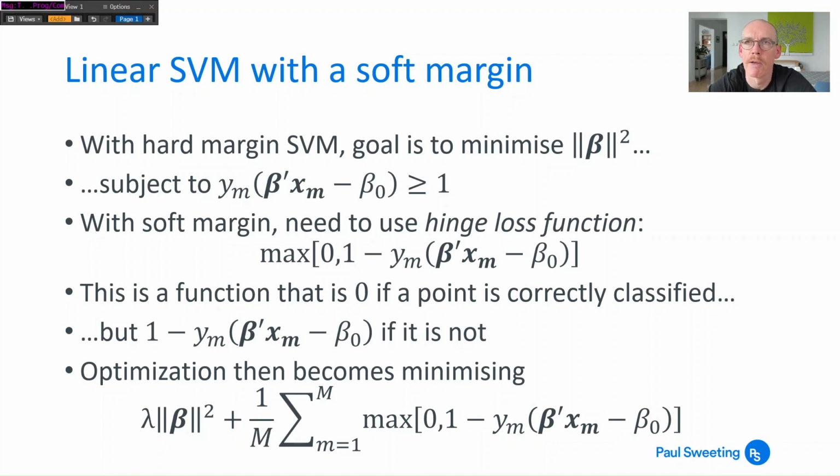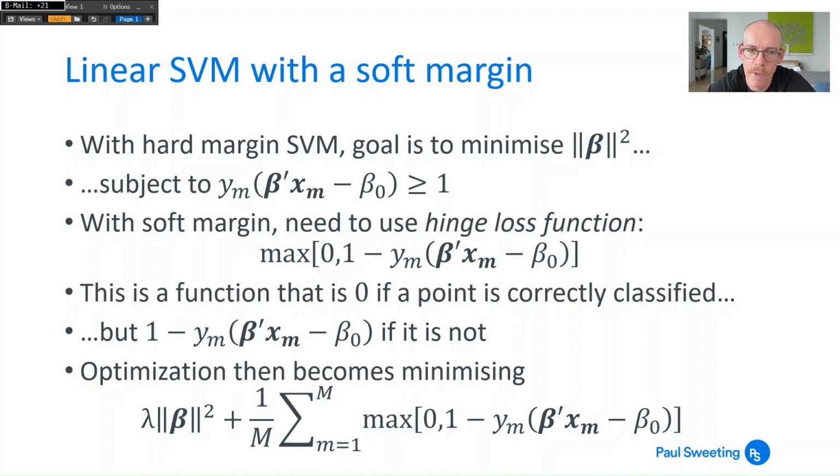What you're concerned about is the stuff which would ordinarily fall within those 2 margins. So we'll give you a value which would be between 1 and minus 1. So in other words, this max function is going to be 0 if a point is correctly classified, but if it's not, it's going to be 1 minus y_m bold beta transpose x_m minus beta naught.